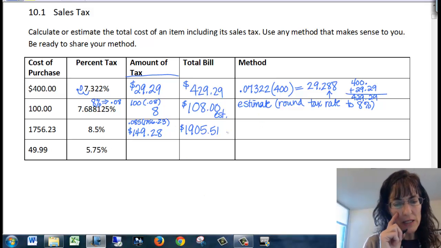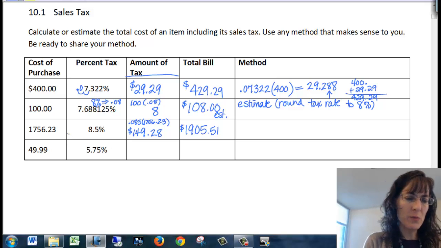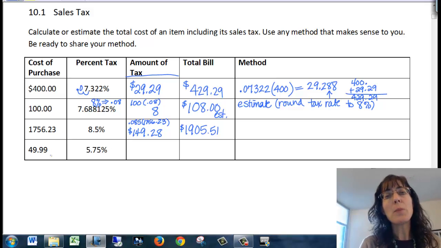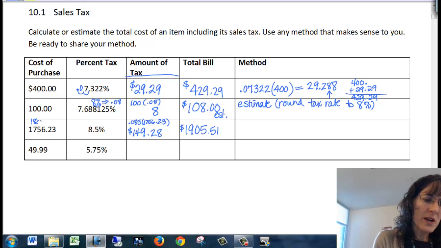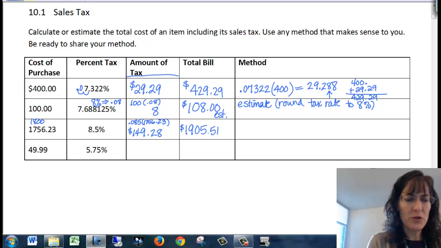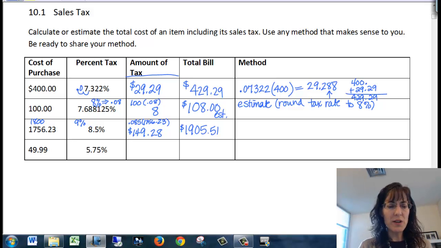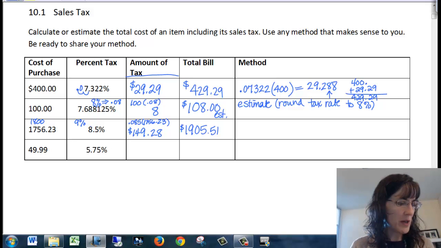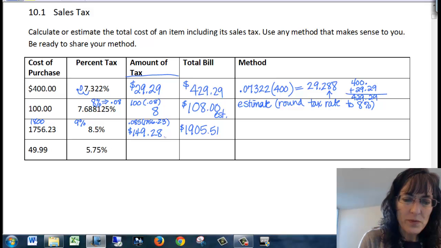Now that's my exact answer, but if I want to estimate on this problem, this is really a big help. To estimate, $1,756.23, I might say, well, that's about $1,800. It's not exact, of course, but I'll say it's about $1,800. And then 8.5 is about 9, so I'll say it's about 9%. And then if I take 9% of 1,800, it's 0.09 times 1,800, and I get 162. So we'll say about 162.